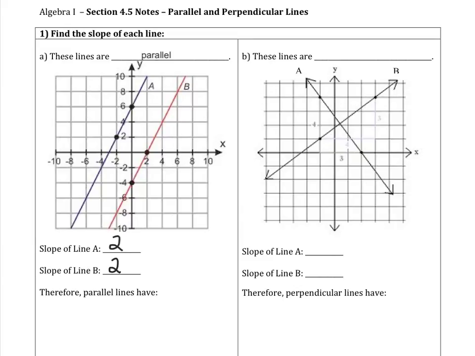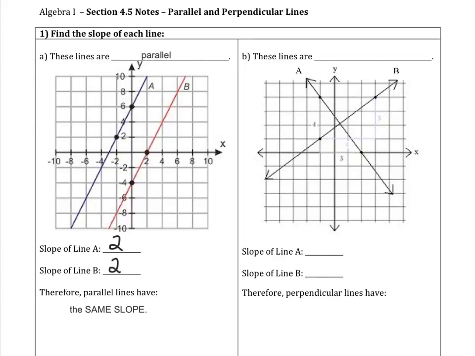So again, these lines were parallel, and we see that the slopes of parallel lines are the same. So therefore, parallel lines have, and this is where we fill in, the same slope. Parallel lines have the same slope. And that's definitely something I would write down in my notes. So anytime you are told that you have 2 lines that are parallel, you can automatically assume that they have the same slope.